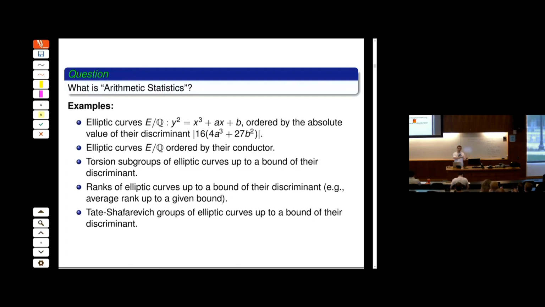And then we want to study, okay, when do we see each one of those? When will we see different torsion structures? How many are there up to a given discriminant? When will we see different ranks?